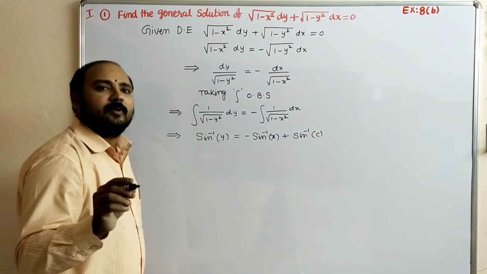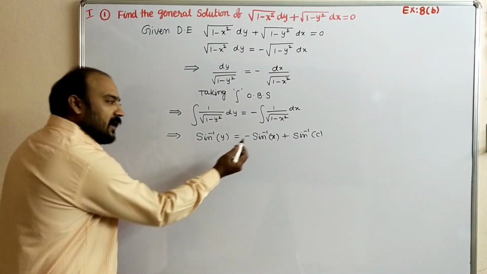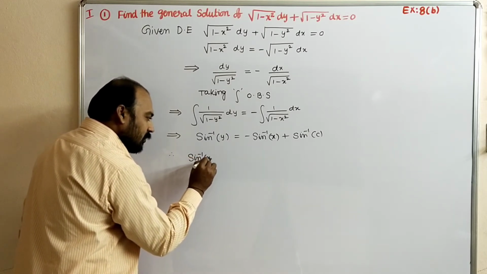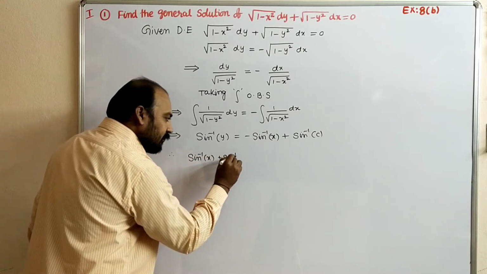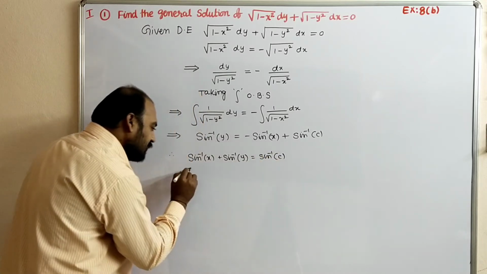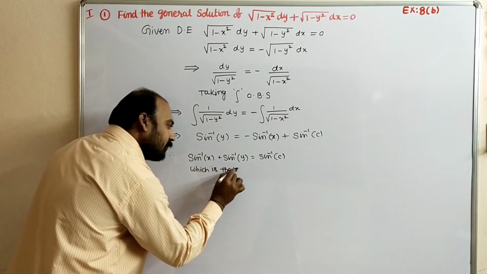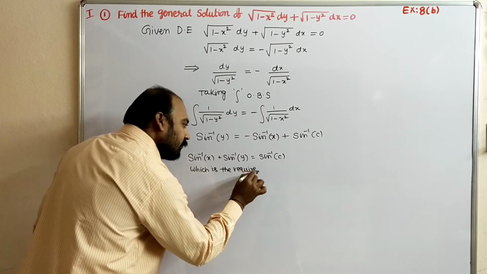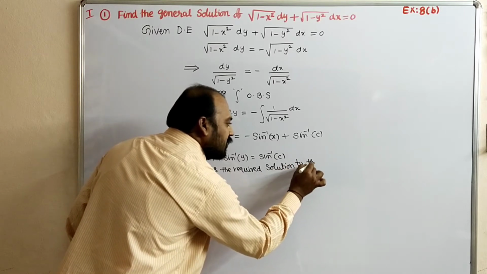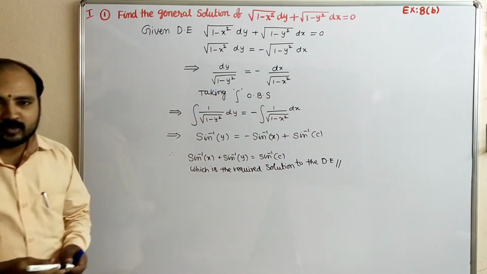There is no problem at all. We can take it as a constant c. So now minus sine inverse x we can take to this side. Therefore sine inverse x plus sine inverse y is equal to sine inverse c, which is the required solution to the given differential equation. We'll move to the next question.